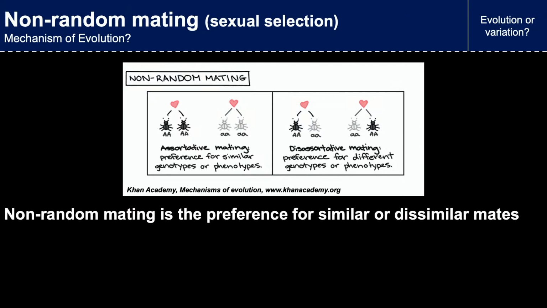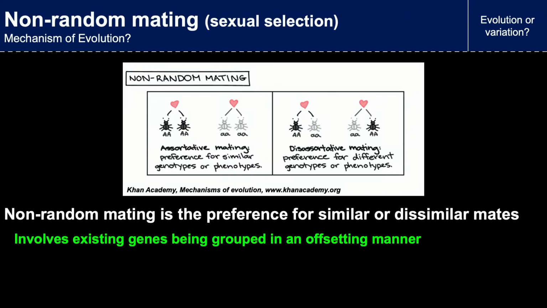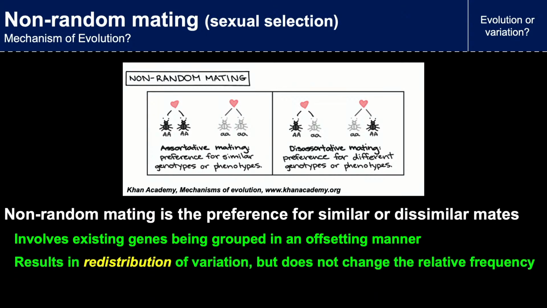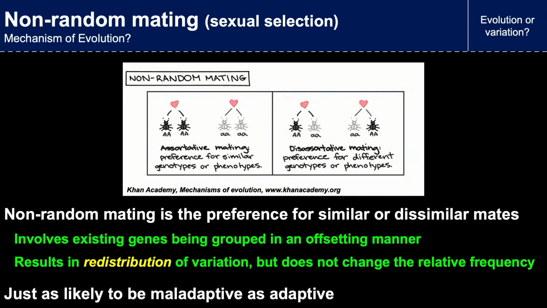The issue with this one is that it basically just involves existing genes that are grouped in an offsetting manner. So there's really nothing going on here in terms of variation. It's just redistribution, just like before. It doesn't change the relative frequency at all. And as a result, it's just as likely to be maladaptive as adaptive.